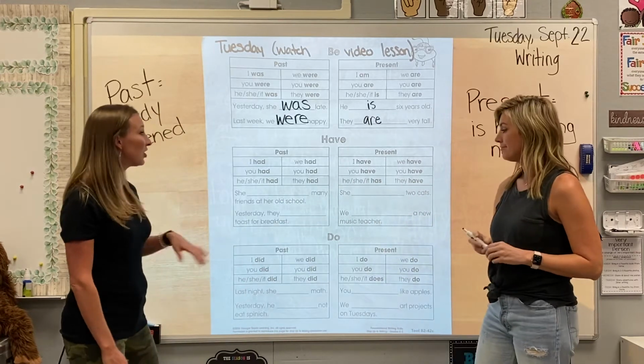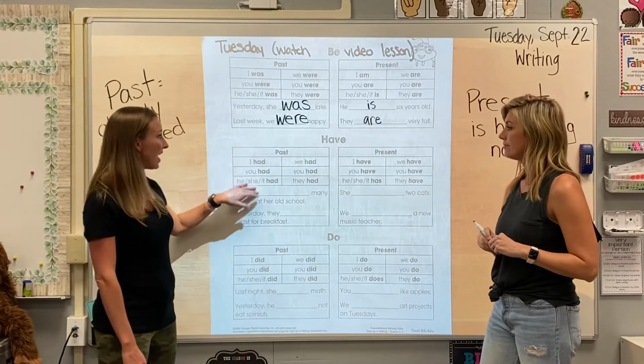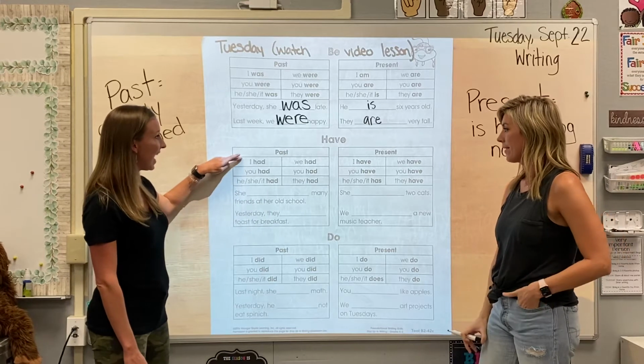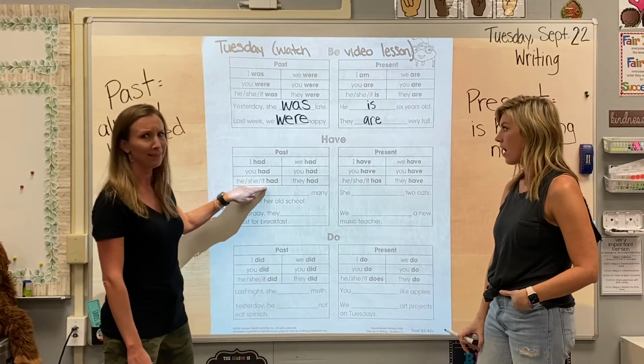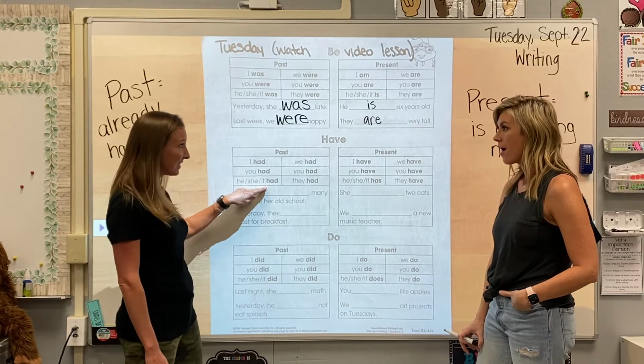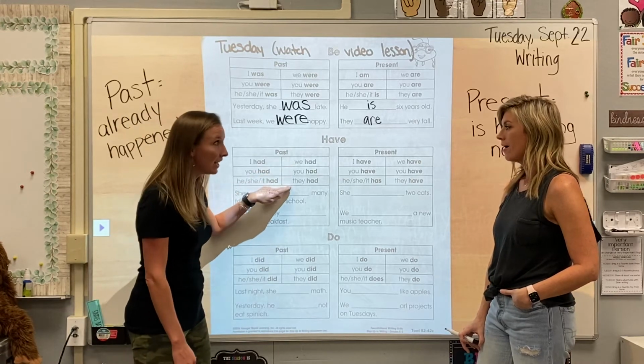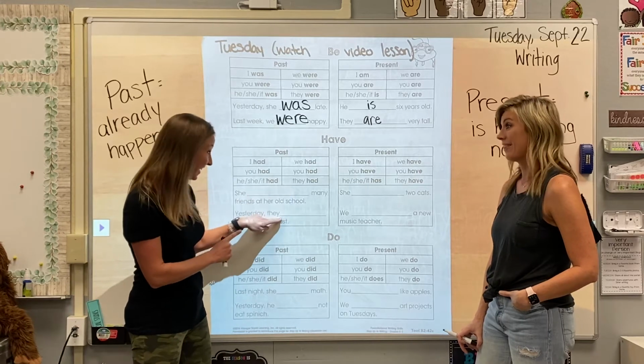All right. So this time, if we're using have in the past tense, we're going to use the phrases I had, you had, he, she, or it had. In fact, it looks like we always say had in the past tense. We had, you had, they had. That's easy. This better make these sentences easy.